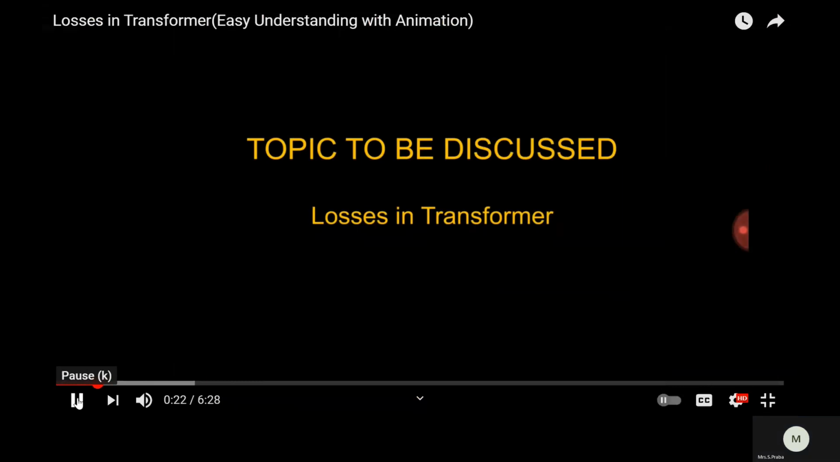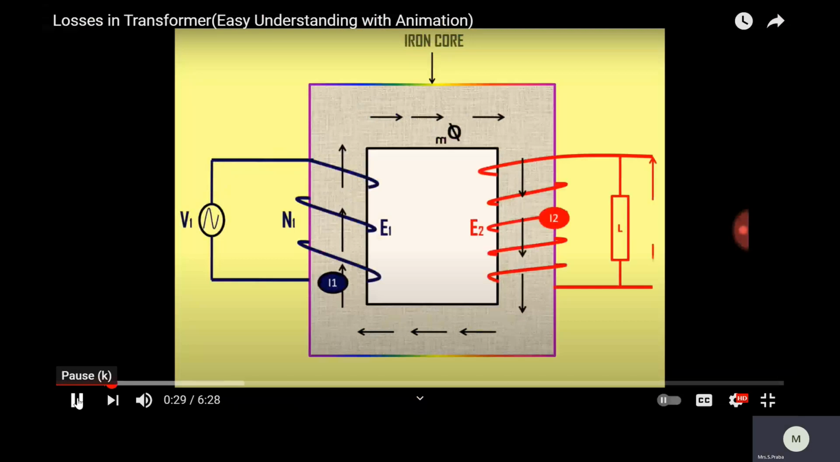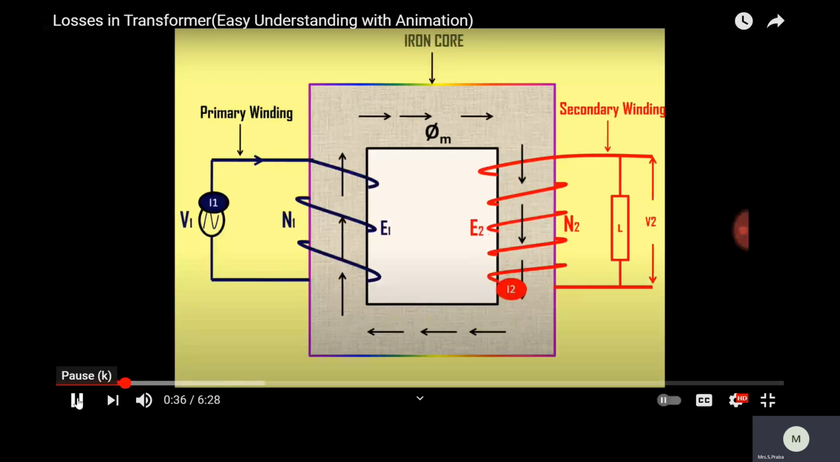So let's start. As we know, there are three main parts in a transformer: an iron core, then the primary winding, and then the secondary winding. In an iron core, there is the existence of flux, and in the primary and secondary winding, there is flow of current. So losses in a transformer take place because of these two parameters, that is, because of flux and because of current. So there are two types of losses in a transformer.